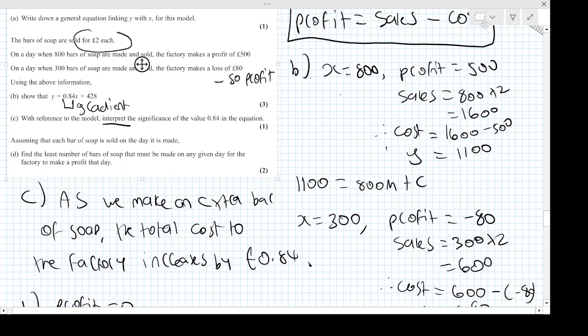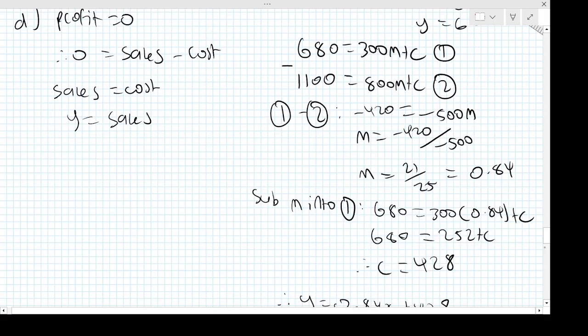Each bar of soap is sold for £2 each. So if there are X number of soaps, because remember X is the number of soaps made, well, the sales, if each bar of soap is £2, if there are X bars, that means there are 2X pounds, right? 2 times X. So therefore the sales is 2X, okay? So profit is 0, sales is 2X, and therefore the cost, which is Y, remember the total cost. We get this equation here. Y, which is the cost, is equal to sales, which is 2x, when the profit is 0.